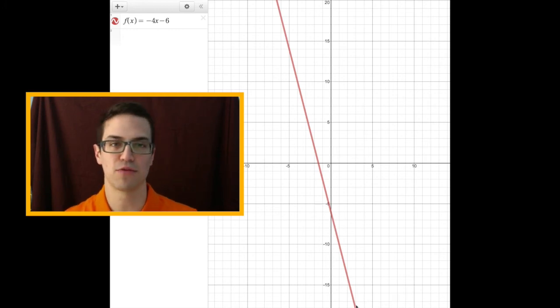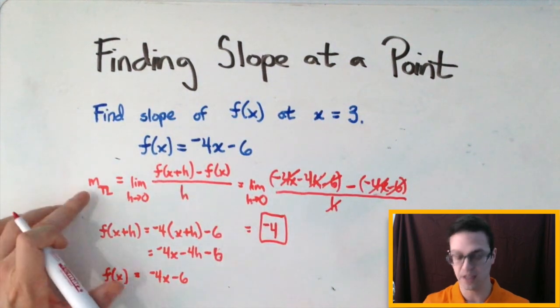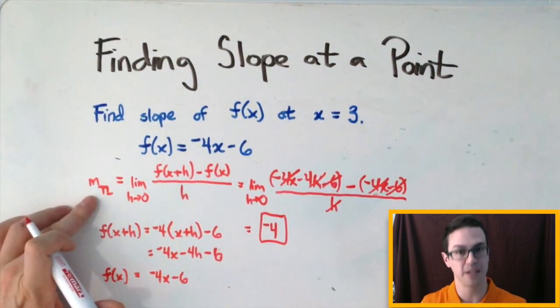So it makes sense based on the graph that the slope of the tangent line at x equals 3 is negative 4. So that's how you find the slope at a point using the derivative formula right here, which is the slope of a tangent line.